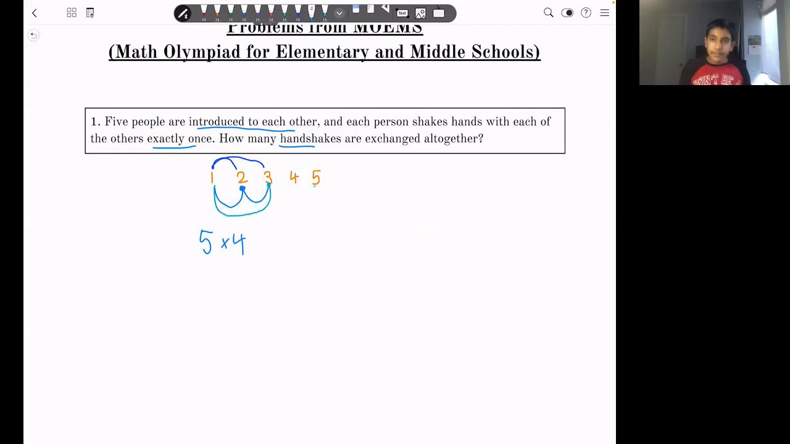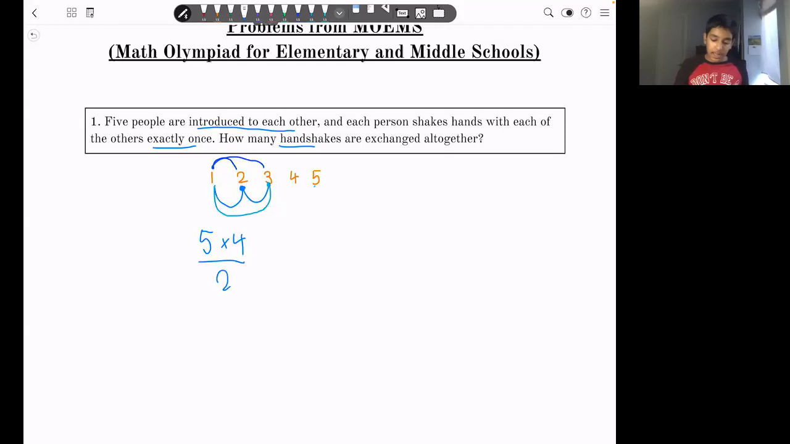And we see that for each handshake, we're counting it twice. Because 1 is shaking hands with 3, we're counting when 1 shakes hands with 3. We're also counting when 3 shakes hands with 1. But really, it's the same handshake. They're not 2 different handshakes, 1 to 3, 3 to 1. The handshake is mutual. So we're overcounting, so we have to divide by 2 for this case.